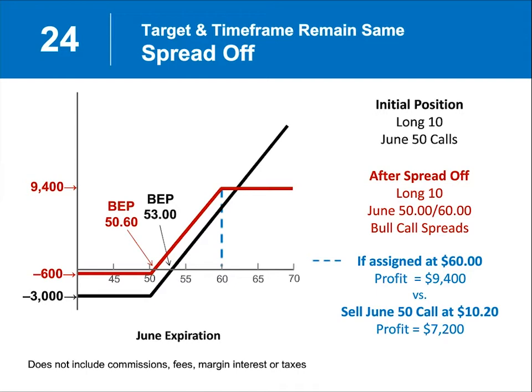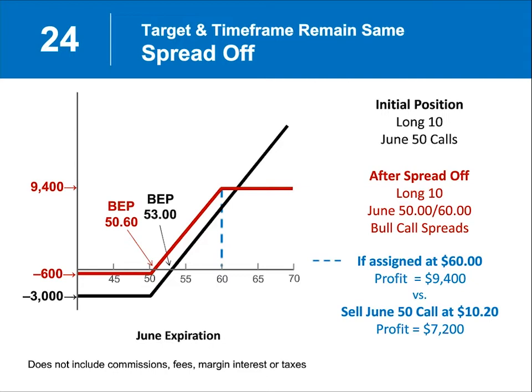If the option did remain neutral and consolidate right around $60 a share, then we would actually increase our profit from $7,200 to approximately $9,400. That is the difference between holding the option outright and selling another option to increase your premium amount. We've received premium, we've increased our profit potential.